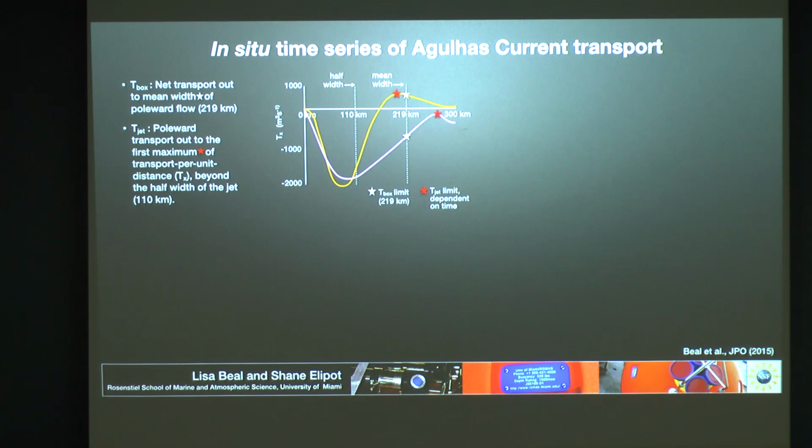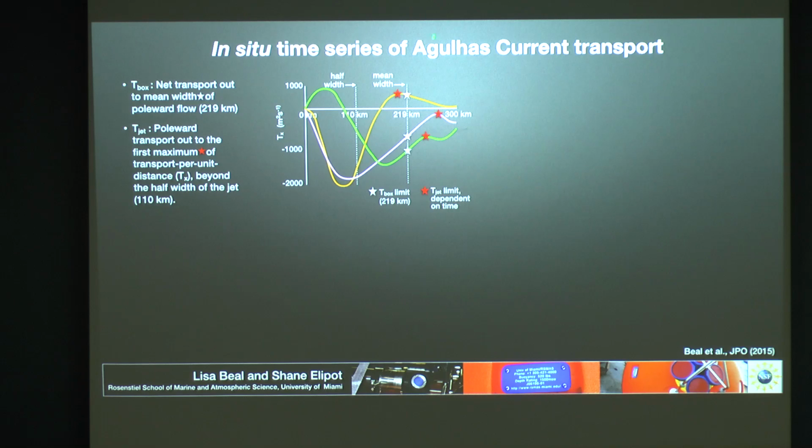If you imagine you have a case where you have a wider than typical jet, T-box, we still integrate net out to here. And now T-jet, we're going to go farther offshore, and account for this widening. And if we have a meandering, then again, T-box would be the net, so it would include the northward flow and the southward flow, but it would miss this southward flow out beyond 220 kilometers, while T-jet would not include the northward flow. It would just integrate across the southward flow out to this second maximum, as the first maximum.